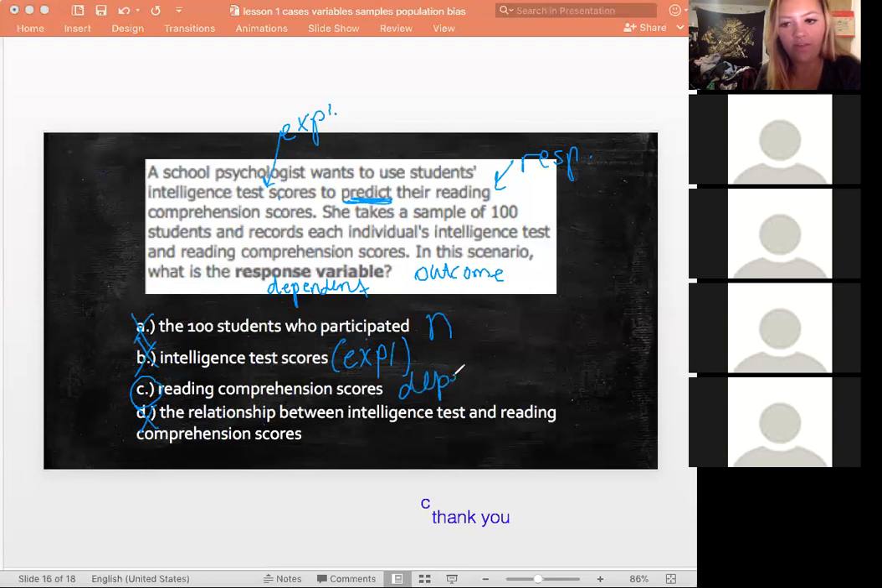So that's going to be dependent upon our explanatory variable, which is the intelligence test score. So dependent on what our intelligence test scores are, that's going to tell us what the outcome of the reading comprehension scores are. Does that make sense to everyone?